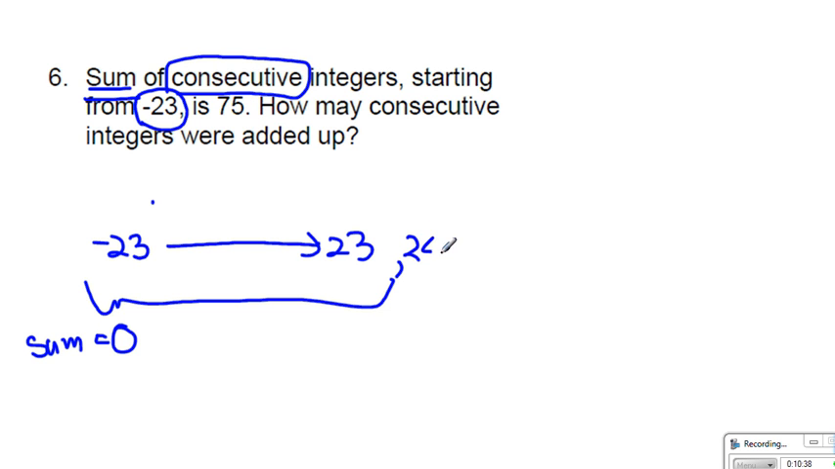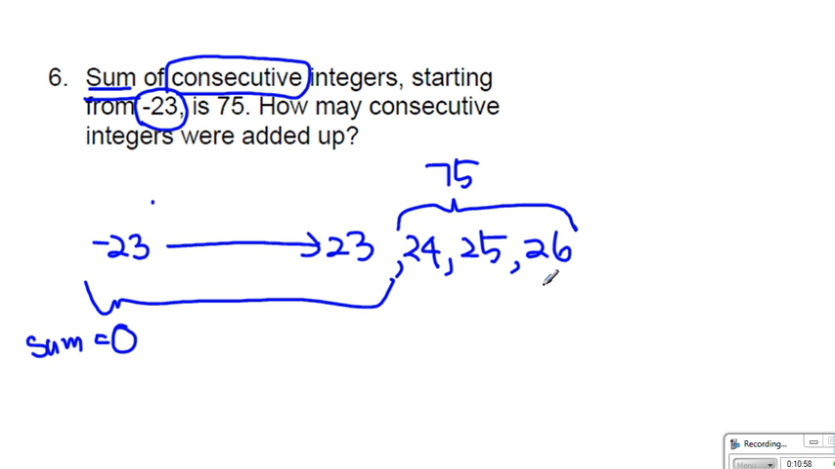24. Okay, with one number, our sum becomes only 24. Now, 25. When you add up these two, it becomes 49. Okay, let's go for one more number, 26. Oh, whoops, wait a minute. The sum of those numbers becomes 75. And the sum here was 0, so therefore, we would have added up to number 26 to get the sum of 75. Now, the question is, how many consecutive integers were added?